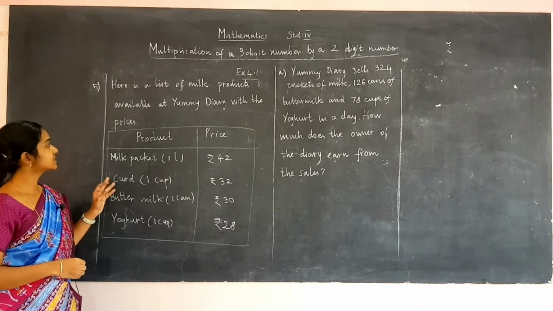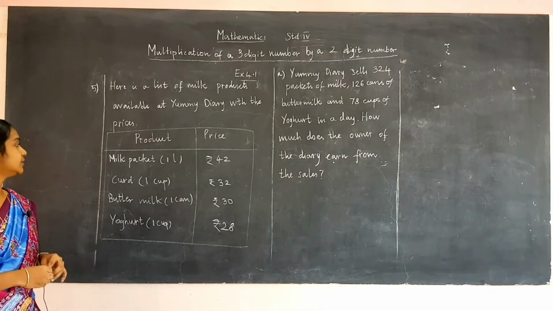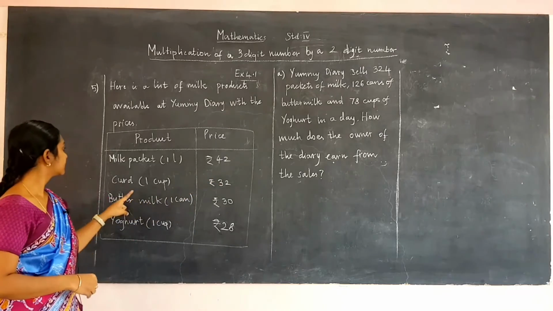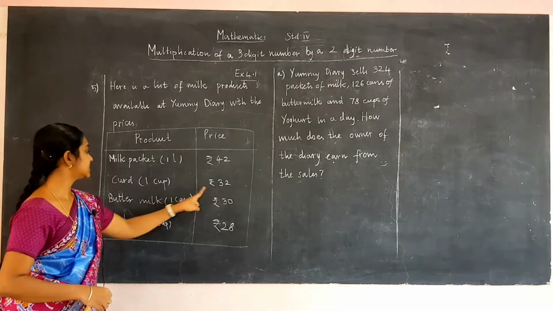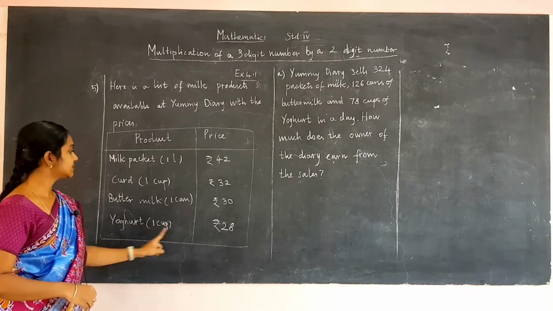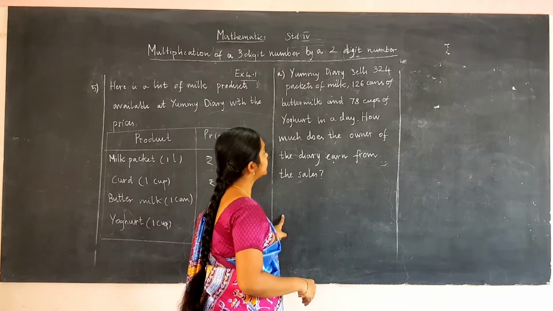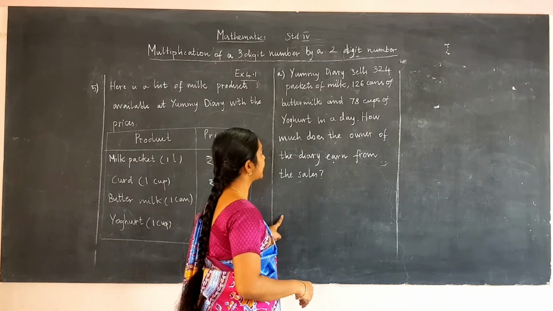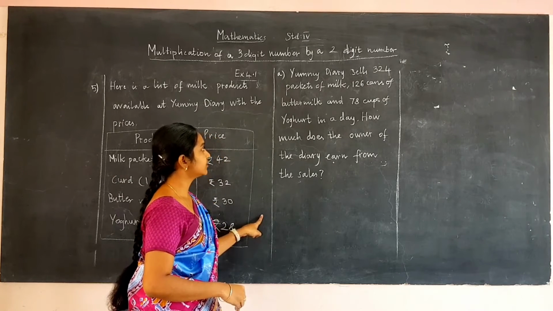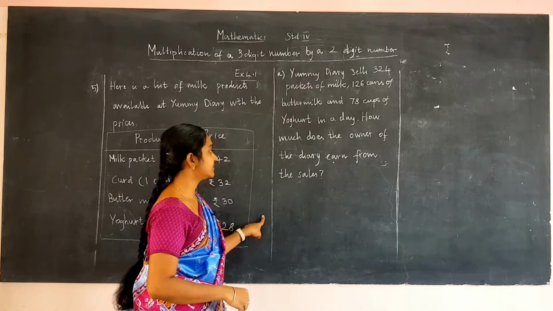The fifth question is, here is a list of milk products available at Yummy Dairy with the prices. 1 milk packet is rupees 42, 1 cup curd is rupees 30, 1 can buttermilk is rupees 30, 1 cup yogurt is rupees 28. Yummy Dairy sells 324 packets of milk, 126 cans of buttermilk and 78 cups of yogurt in a day. How much does the owner of the dairy earn from the sales?